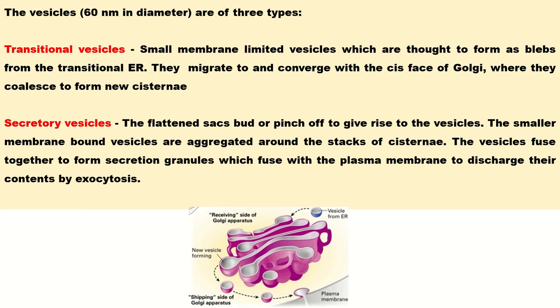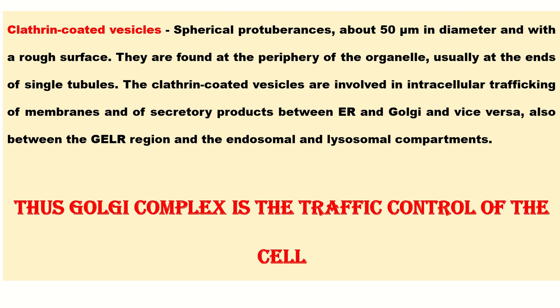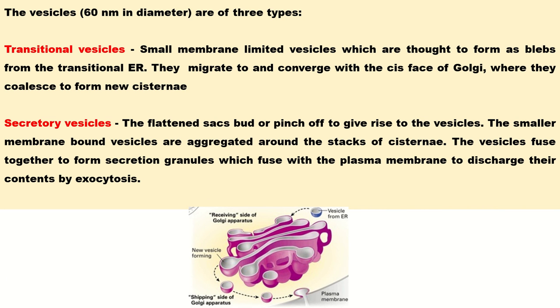Now let's come to the vesicles. The vesicles are of three types: transition vesicles, secretory vesicles, and clathrin coated vesicles. The vesicles normally have a diameter of 60 nanometer.